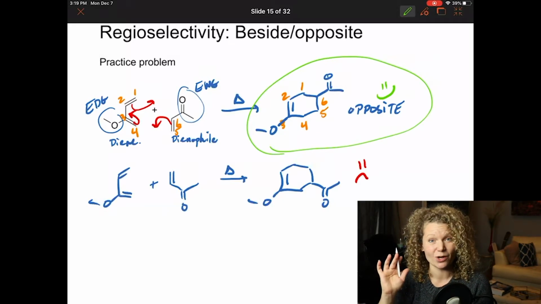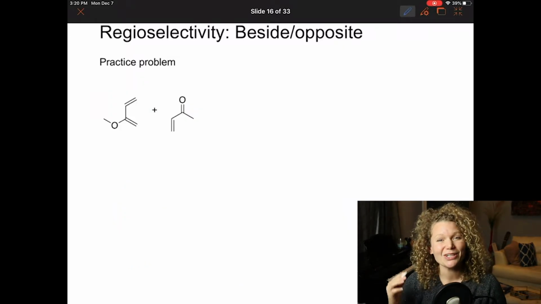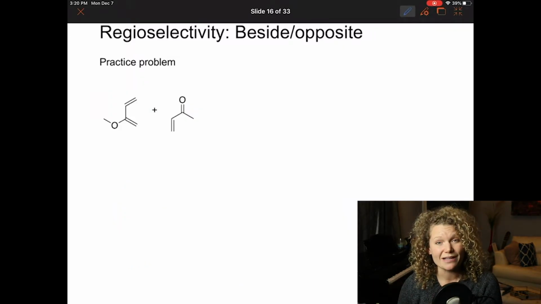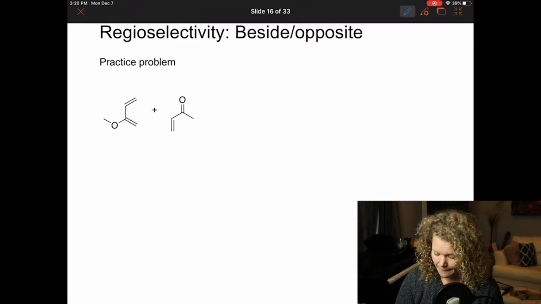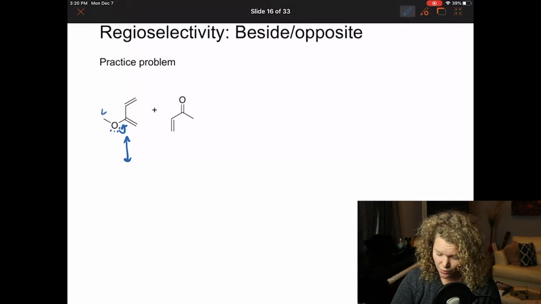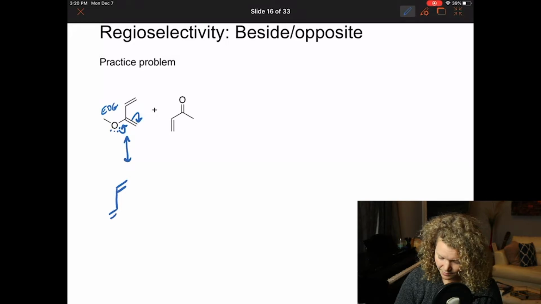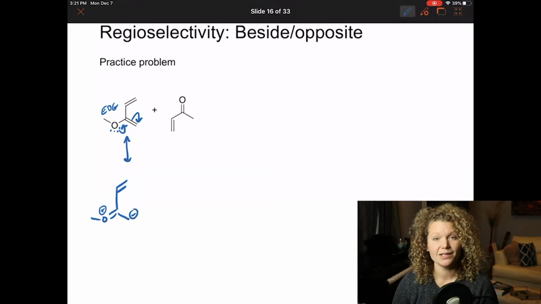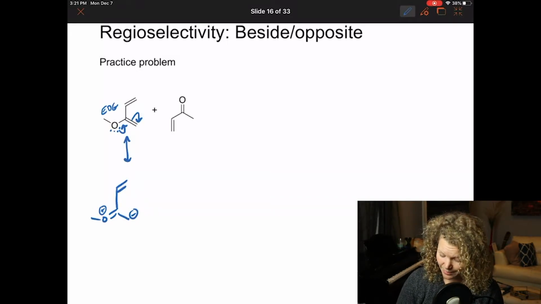Let's do some resonance. Let's look at our diene and our dienophile, and we're going to do some resonance on these structures to see if this makes chemical sense. Let's take our diene. We know we have lone pairs on the methoxy, and we know that this is an electron donating group. We could draw a resonance form like this, okay, where that negative charge is on that end carbon.